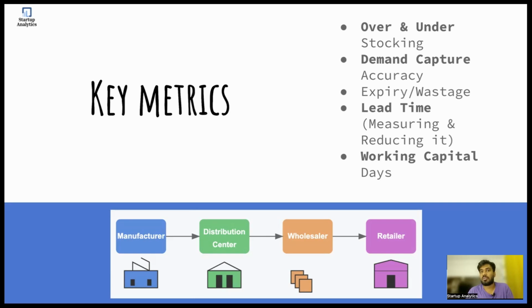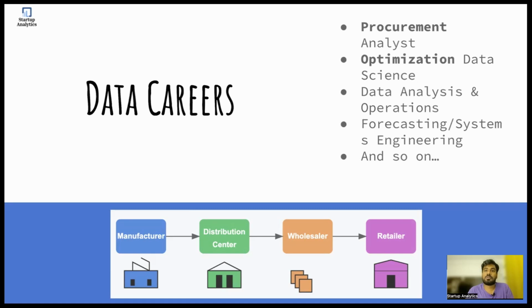This is very important because if you're able to move goods 3x faster, you can also make one third less margins. You can afford to make one third less margins because you're using your fixed real estate so efficiently to move goods. And yeah, what kind of careers does supply chain have, right?